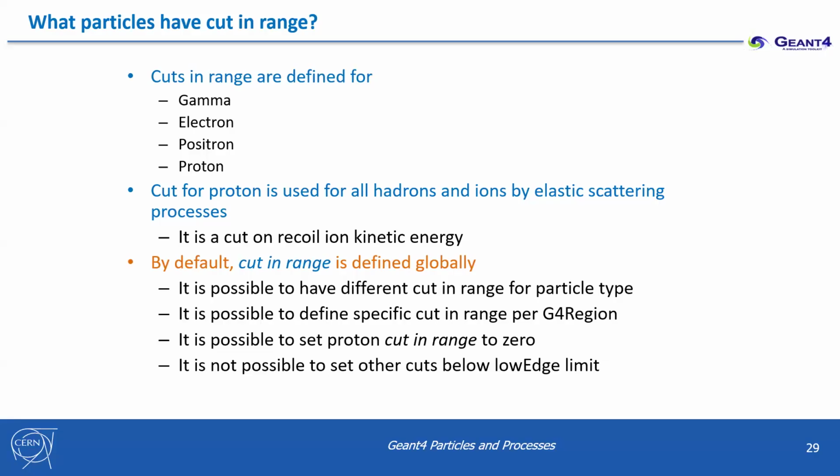This cut on proton is used absolutely differently from the cut on gamma, electron, positron. For gamma, electron, positron, it is a cut on the secondary particle produced in the interaction. And for proton, it is a limit energy threshold for the recoil nucleus in any interaction.